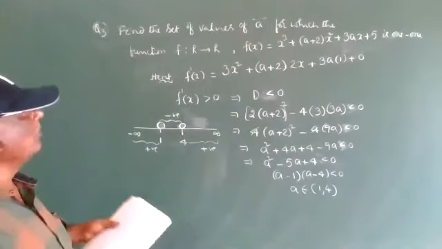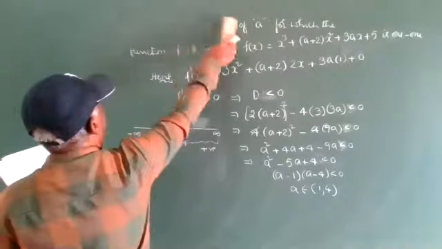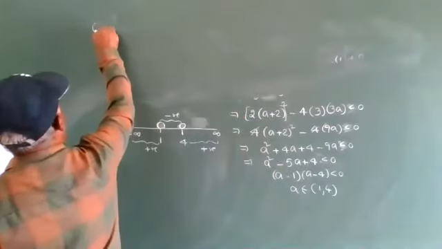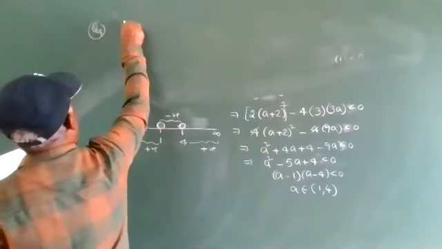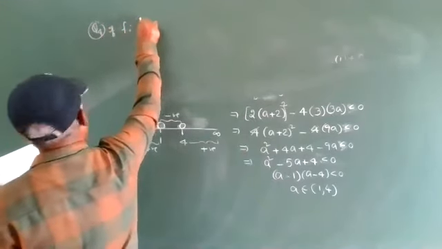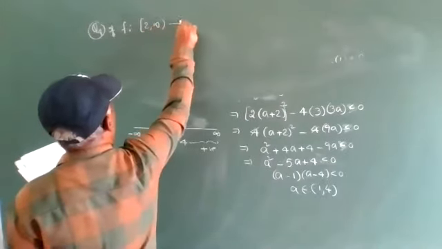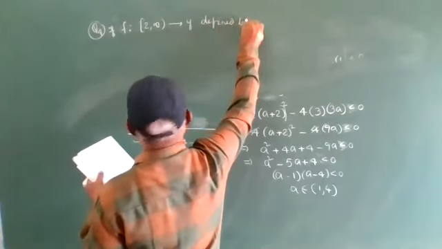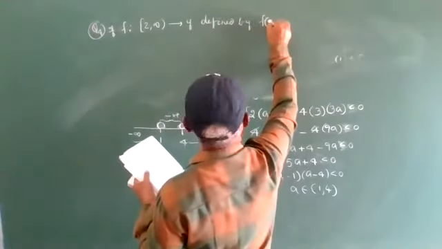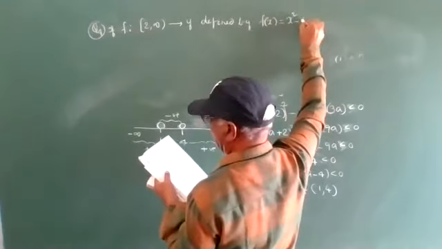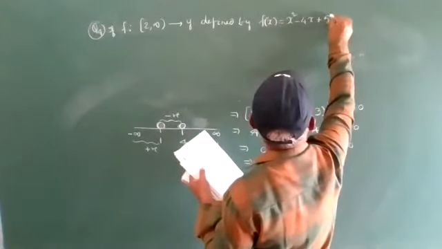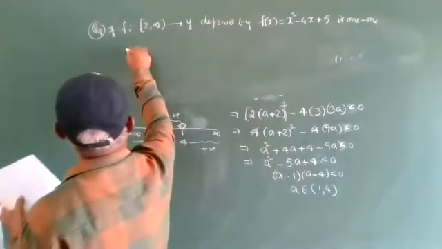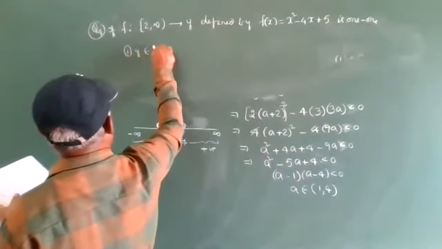I go through the next, fourth problem. Everyone see the fourth problem. f is a mapping from [2, infinity) as the domain, codomain is Y, defined by f of x is equal to x square minus 4x plus 5, which is a one-one function, already it is a one-one function.